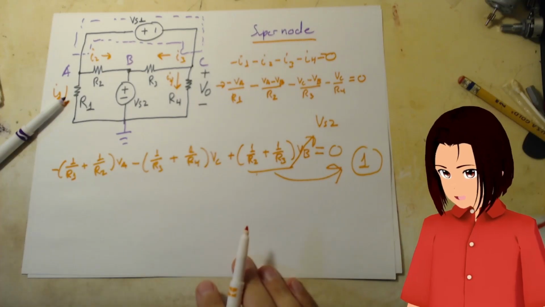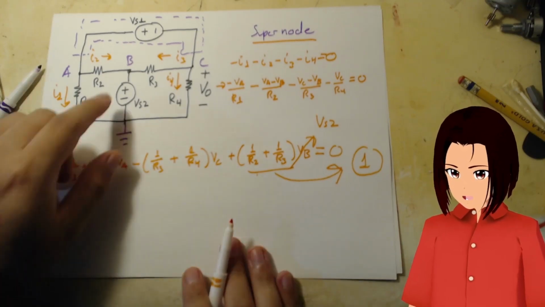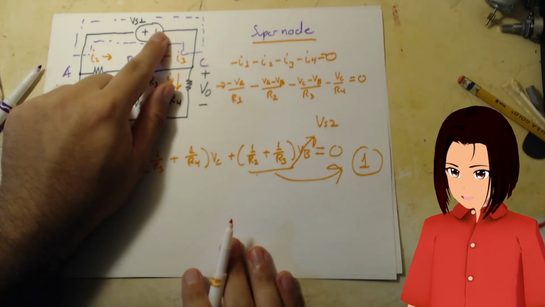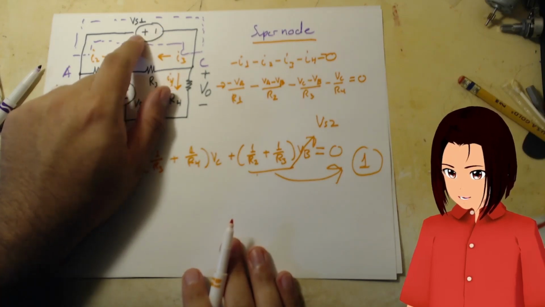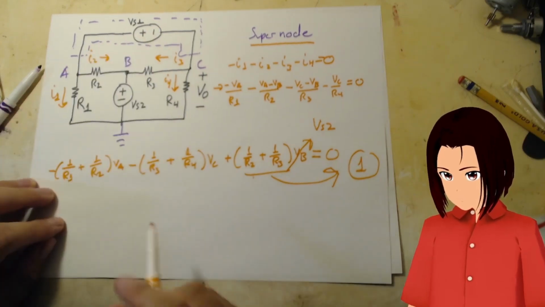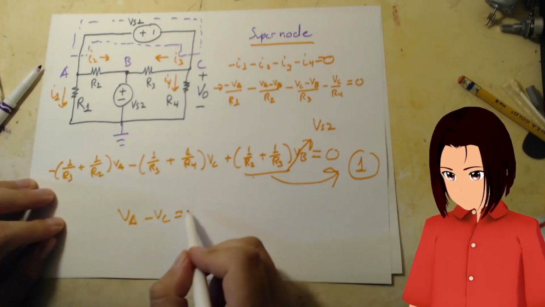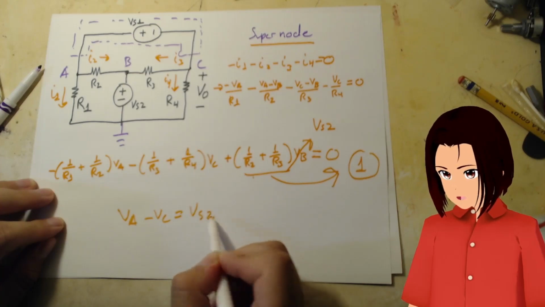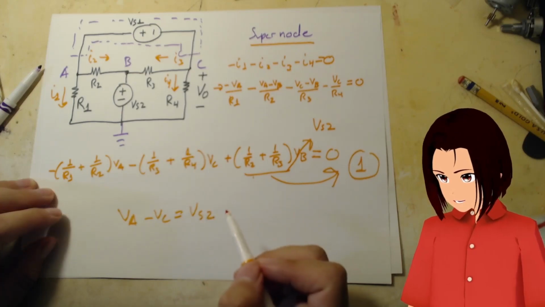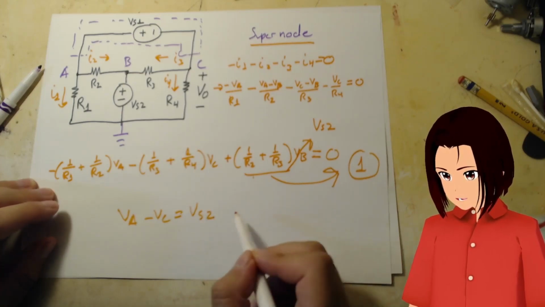So what now? Here's what you do. We see this guy, the plus and the minus is a voltage. We know that VA minus VC is equal to VS2. We know that. And guess what? That's our second equation.